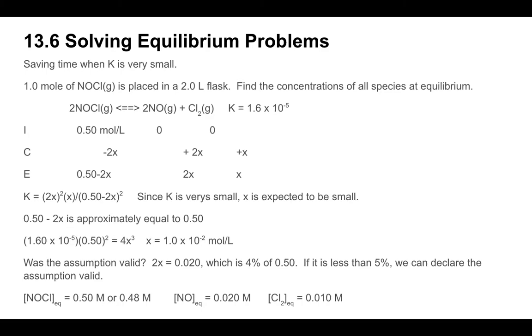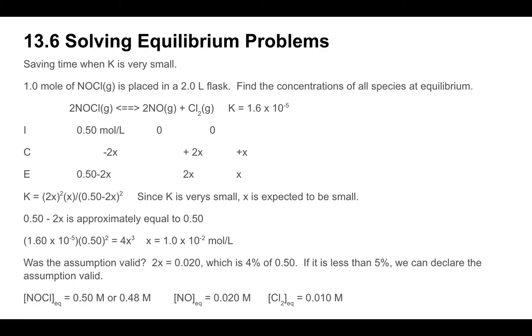So we're going to have minus 2x. Because of the coefficient 2, we're going to use minus 2x for the NOCl, plus 2x for the 2 NO, and plus x for Cl2. So now at equilibrium, we're going to have 0.5 minus 2x for the NOCl, 2x for the NO, and x for the Cl2. Creating our K expression for this, we get (2x) squared times x divided by (0.50 minus 2x) quantity squared. Now this is not one where we can square root both sides.